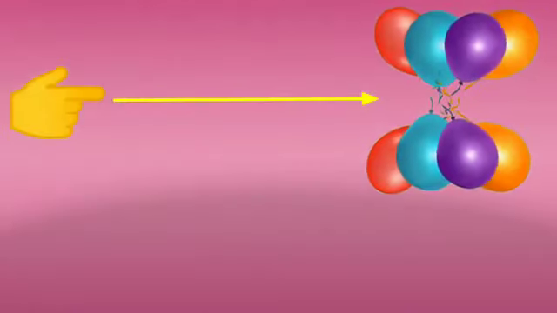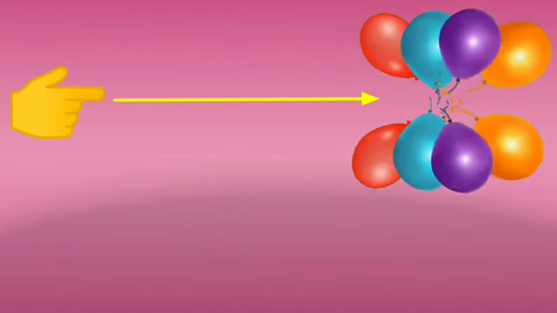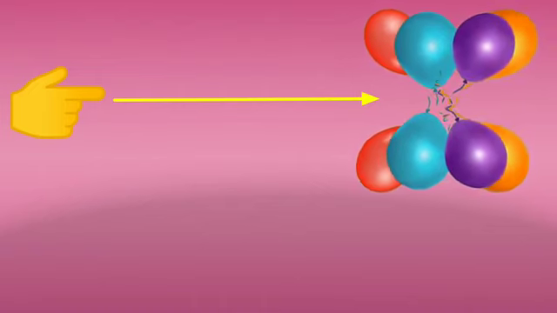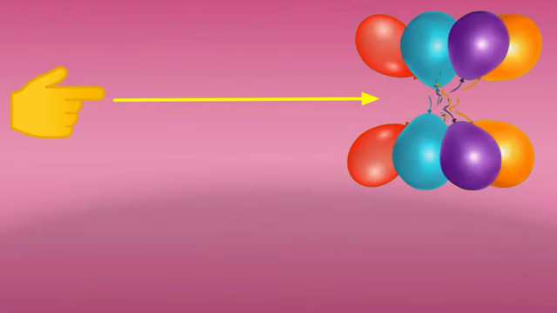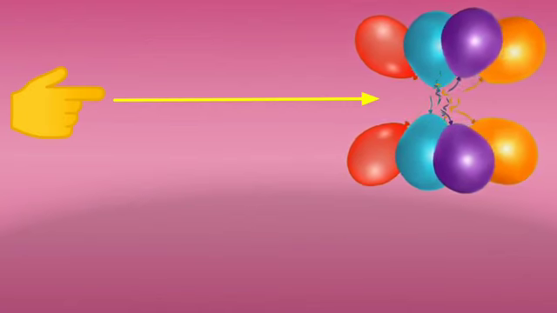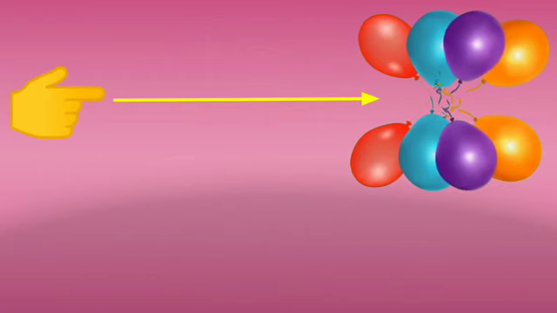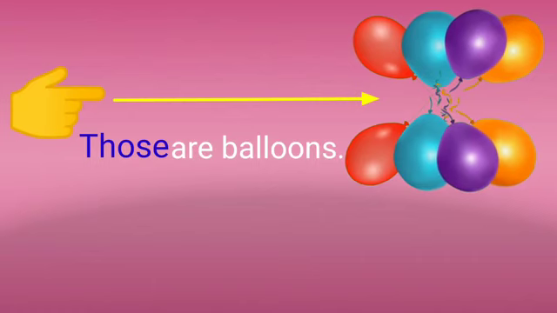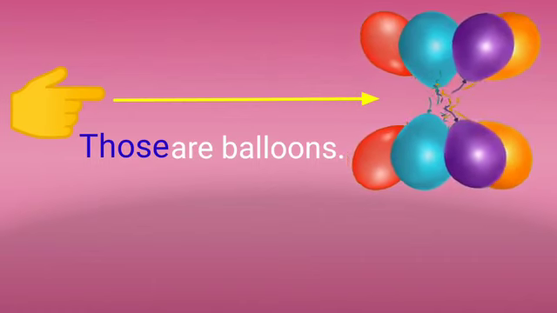Got it? Okay, look children, let us look at some examples. Look children, what can you see? Yes, balloons. Balloons. How many balloons? Yes, more balloons. Near ano, far ano balloons? Yes, far aayita balloons irikkunne alle. Appo nammal edu word aa use cheyende? Yes, those. Those. Say with me dear children, those. Those are balloons. Okay, those are balloons. Clear? Those are balloons.